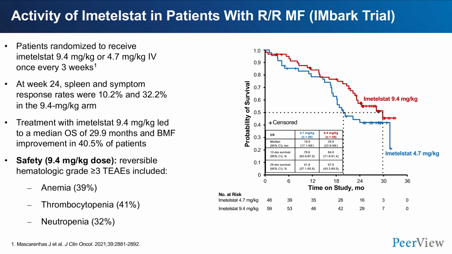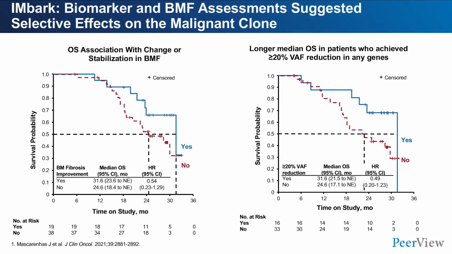Remember, in the beginning of all these targeted therapy trials, we were very nihilistic. We thought you could never improve bone marrow fibrosis, but now we know we can with drugs like imetelstat. In terms of treatment emergent adverse events that are grade 3 or higher, anemia is fairly common. We heard from Francesco about how to treat that. Thrombocytopenia, 41%, and neutropenia. But nonetheless, that overall survival kind of gets our attention, almost 30 months. That's very good.